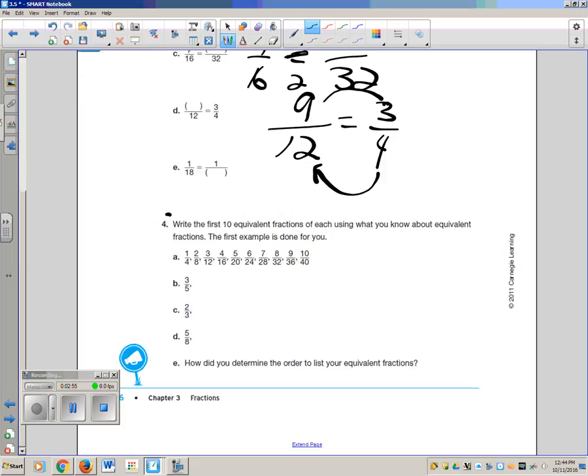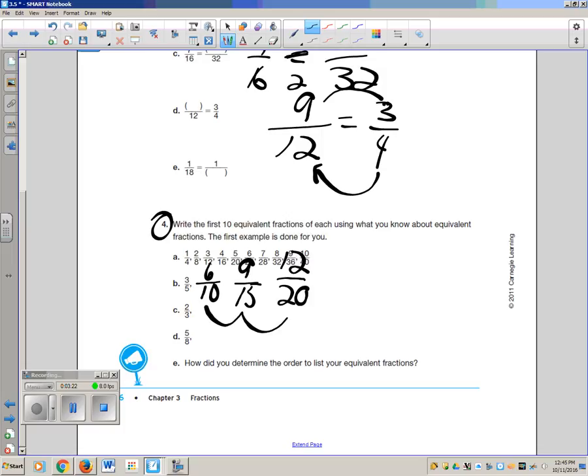Number 4. They want us to write the first 10 equivalent fractions. Let's just do a few. 3/5. The first one would be 6/10. 3 times 2 is 6. 3 times 3 is 9. 5 times 3 is 15. For the fourth one, 3 times 4 is 12. 5 times 4 is 20.